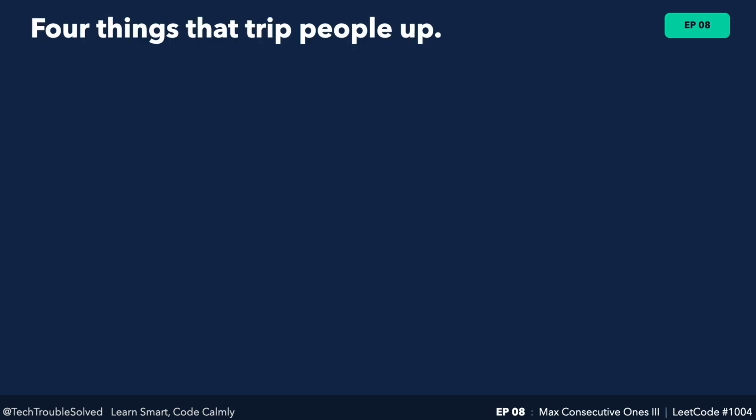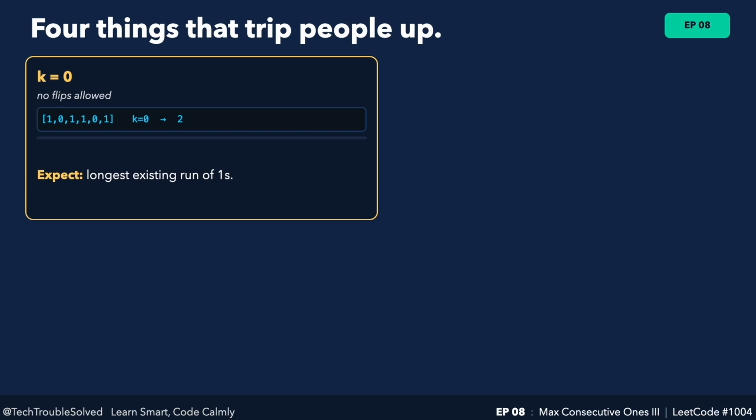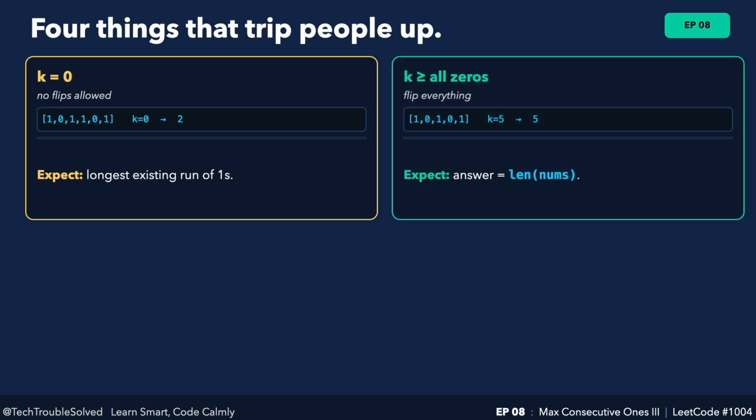4 edge cases. Know these before an interview. K equals 0. Every 0 immediately breaks the window. The answer is the longest existing run of ones. K bigger than total zeros. The window never goes invalid and expands to the full array. The answer is the length of nums.